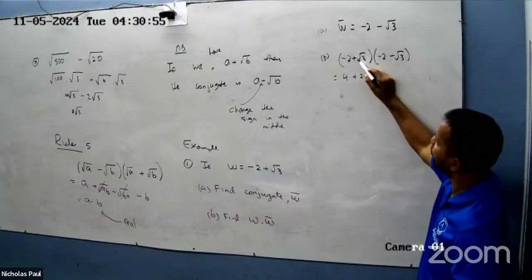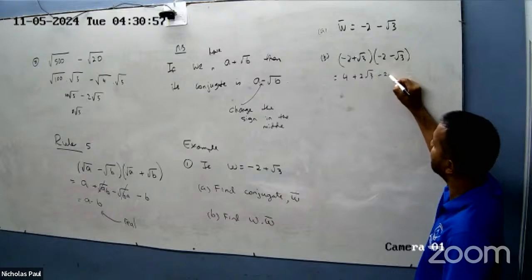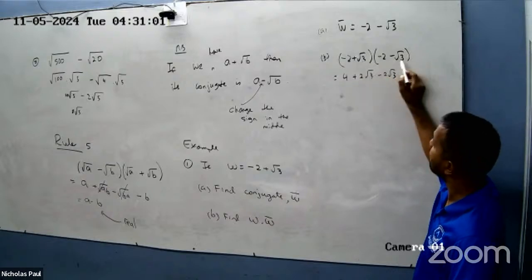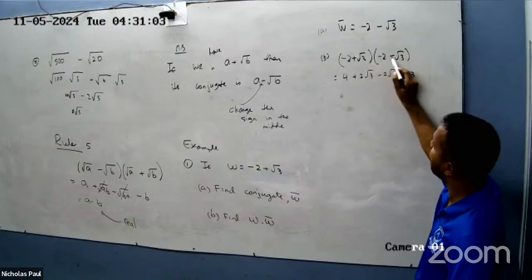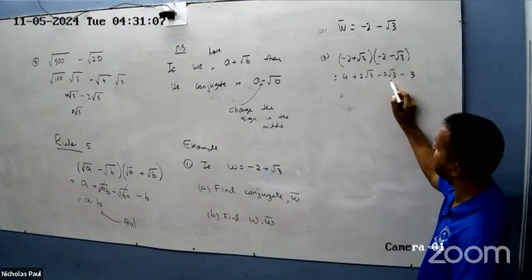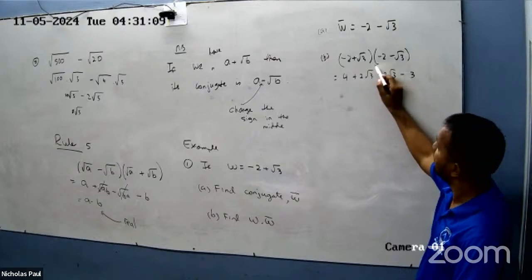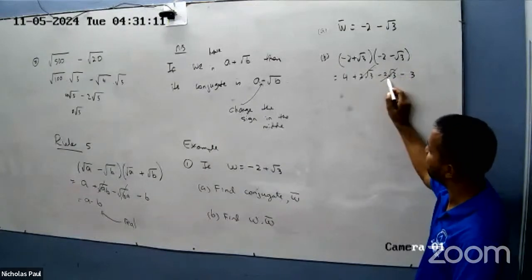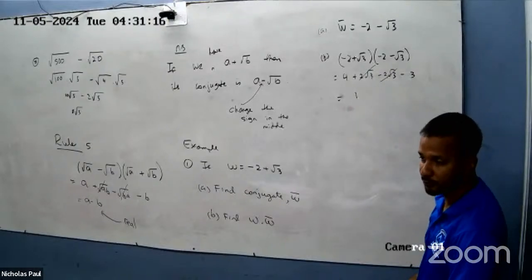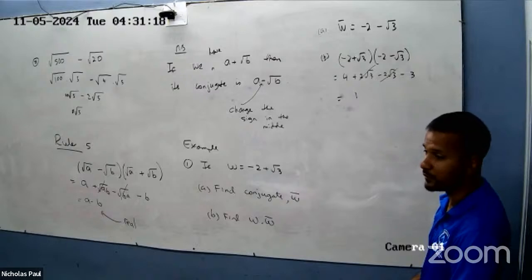And then root 3 by minus 2 is minus 2 root 3. Right? Root 3 by root 3 is 3. Plus by a minus is a minus. What will happen here? This will cancel, because it's positive and negative. 4 minus 3 is 1. Right? 1 is the answer.